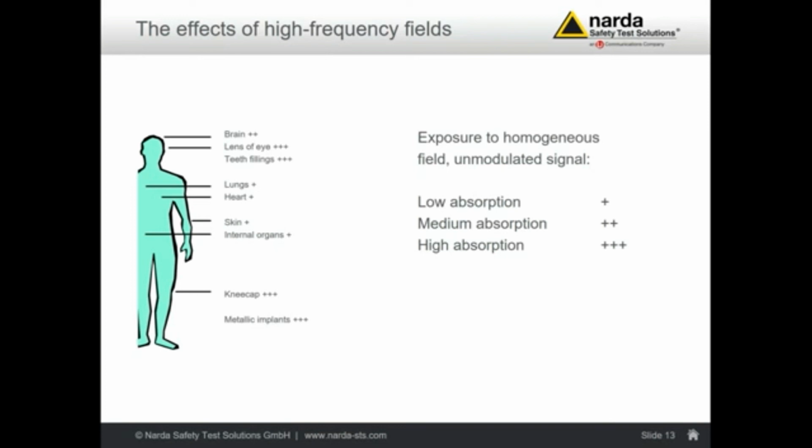And also any kind of metal will absorb RF energy perfectly. So the ring on your finger, the chain around your neck, or your teeth filling. Not very comfortable if they are heated up. So they can absorb a lot of energy easily, and there you have to take care.